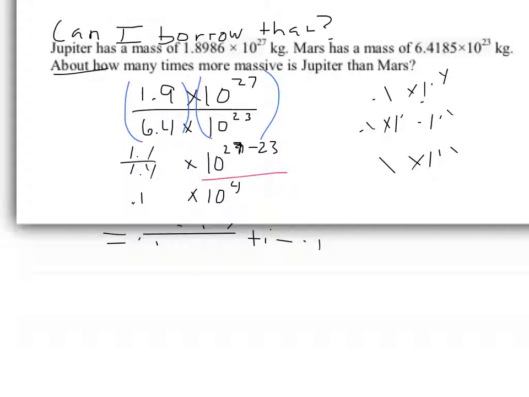It depends on what your answer is supposed to be. Today, in real world problems, I want you to give me standard form. If it's not a real world problem, I want it in scientific notation. Okay?